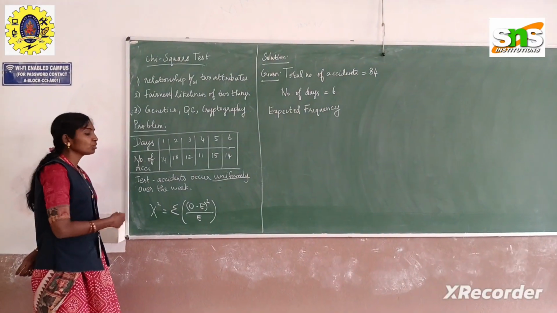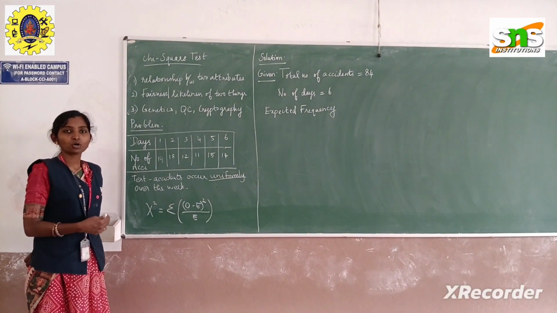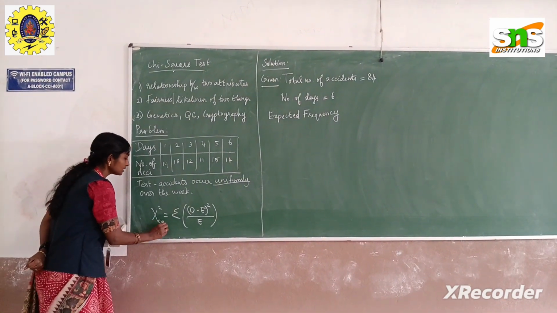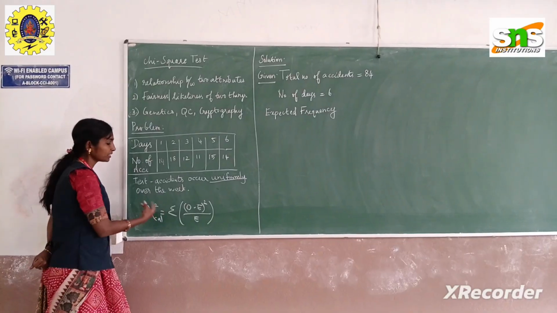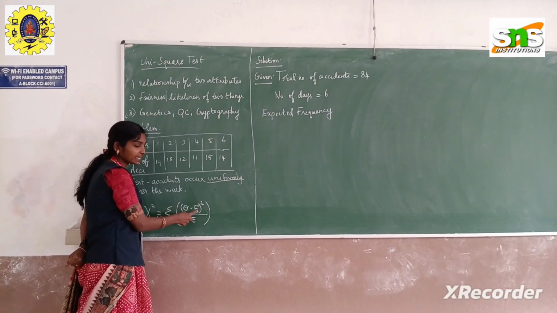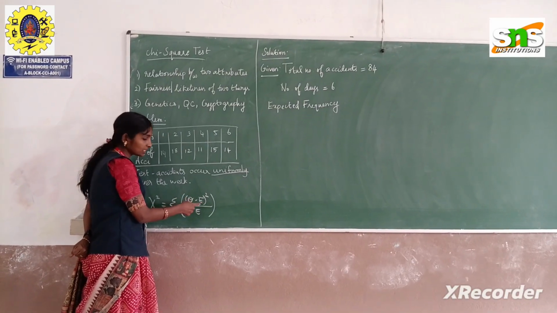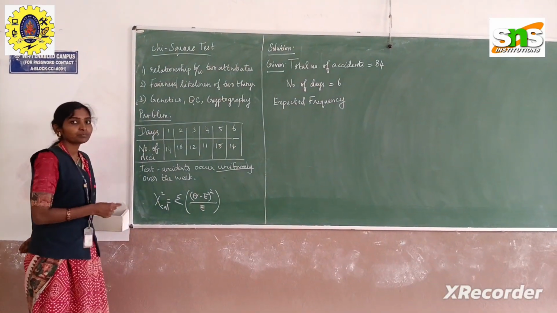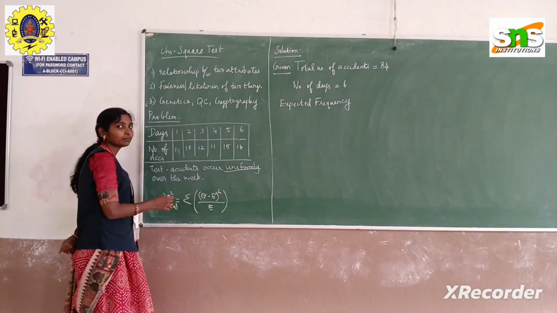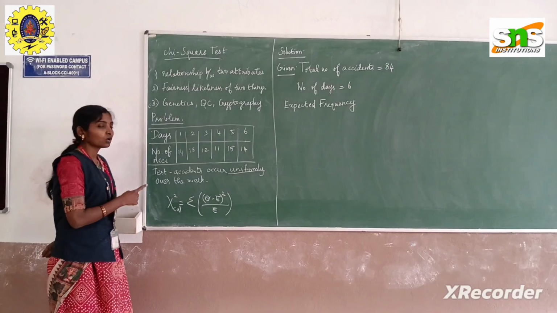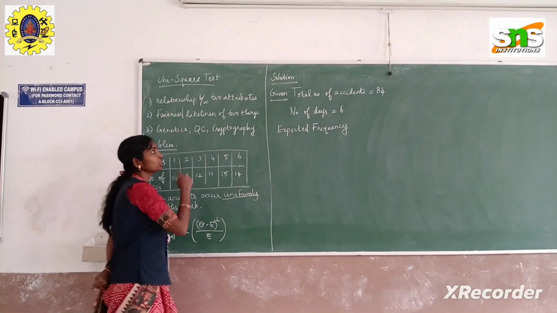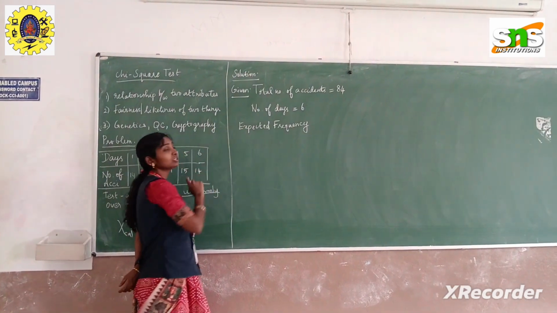To start with the solution of our problem, we are in need of the formula to find the calculated value of chi-square. So here, chi-square calculated value can be found using this formula, which is summation of the observed frequency minus the expected frequency, the whole square, divided by the expected frequency. So this is what the formula is, and we are going to perform the calculations for this formula.